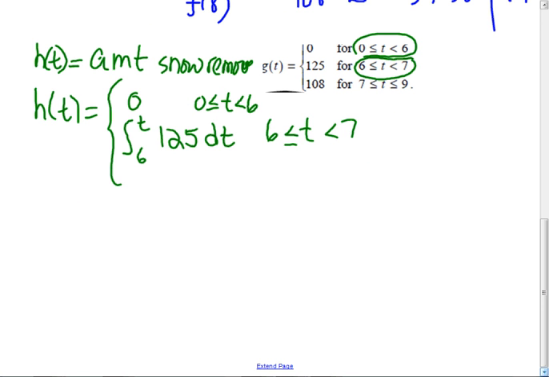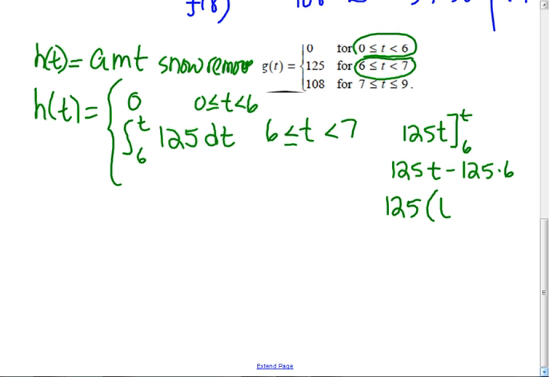If I integrate that, I'm going to get 125t evaluated at 6t. So that's 125, and I shouldn't mix my variables, but I did. And that's t minus 125 times 6, which I have no idea what that is. So I'm going to factor out 125, and this is t minus 6. It's a translation. You're not starting at midnight. You're removing snow at 6 a.m. So I have to say it's 0 at 6.